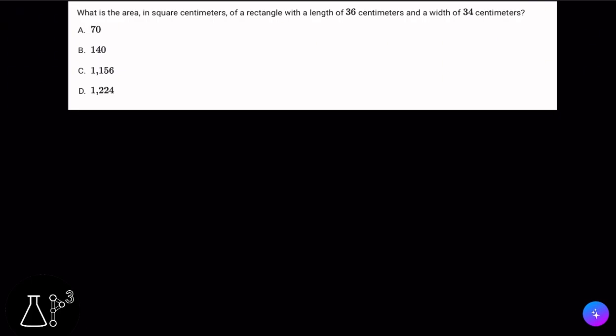The question asks the following: what is the area in square centimeters of a rectangle with a length of 36 centimeters and a width of 34 centimeters? So what do we want to do? Well, we have a rectangle, so let's draw that really quickly over here. It has a length of 36 and a width of 34.